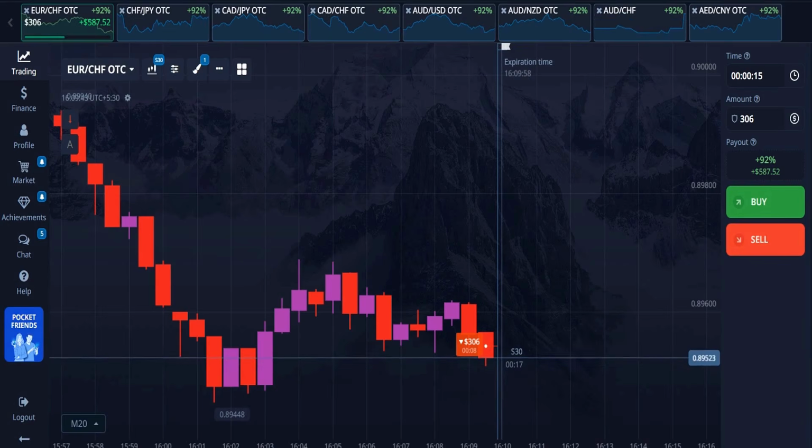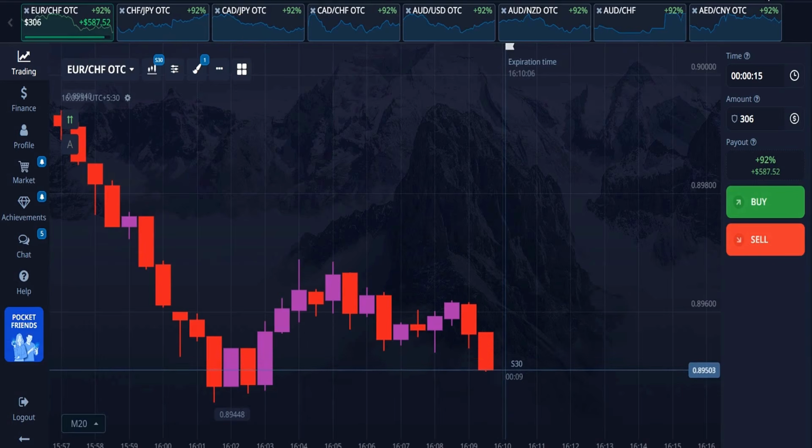Avoid trading if the candle moves up and down too much in the beginning, if there's no clear direction or momentum, or if price is near strong support and resistance zones.